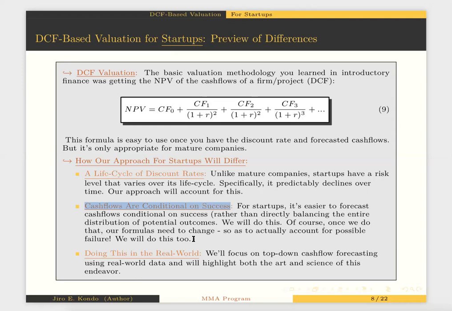We're going to need to make a very similar adjustment in at least one of the versions of our DCF for startups valuation in this part of the lecture. So those are going to be two anchoring differences that we make use of in our valuations of startups.